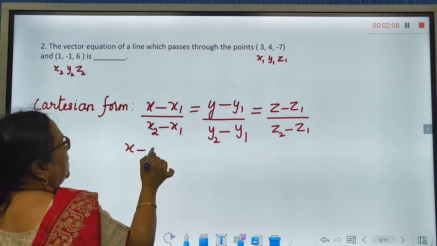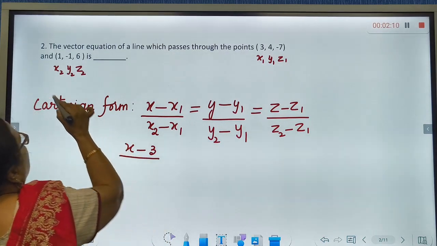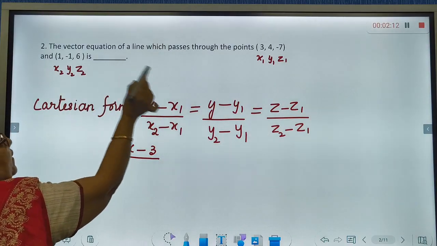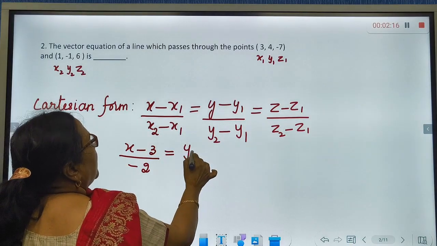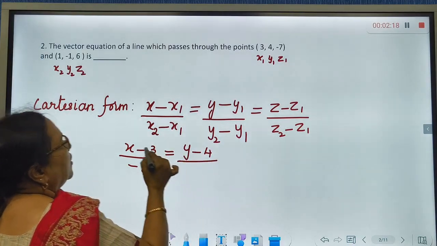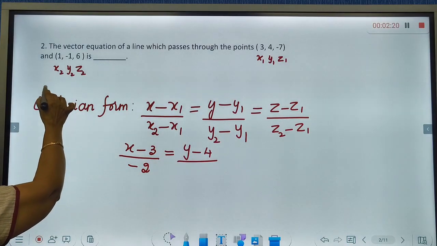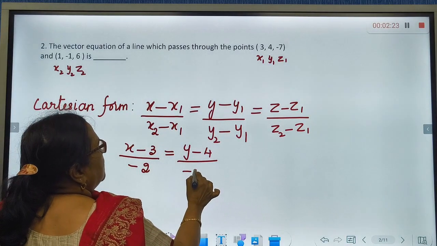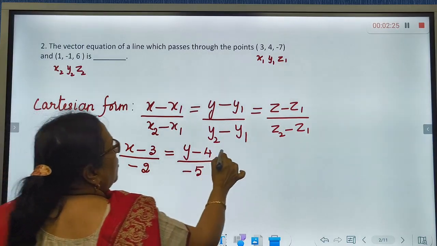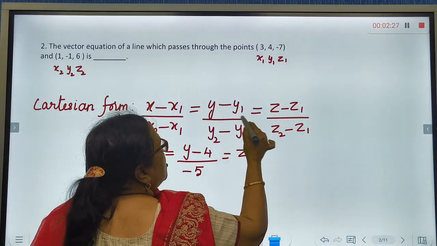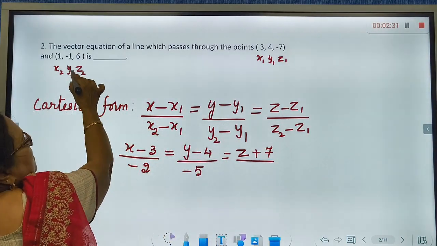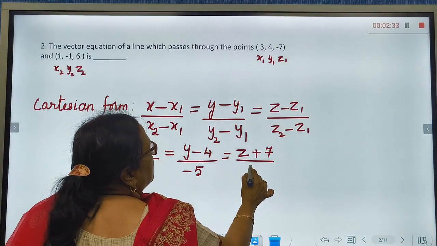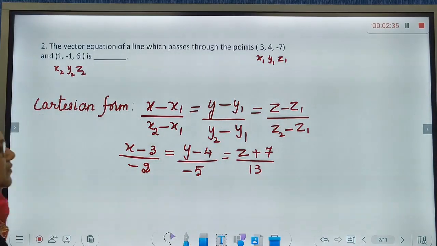X minus 3 by x2 minus x1. So 1 minus 3, which is minus 2, equal to y minus 4 by y2 minus y1. Minus 1 minus 4, which is minus 5, equal to z minus of minus 7, which is plus 7, by z2 minus z1. 6 minus of minus 7, which is 13. So this is the Cartesian form.